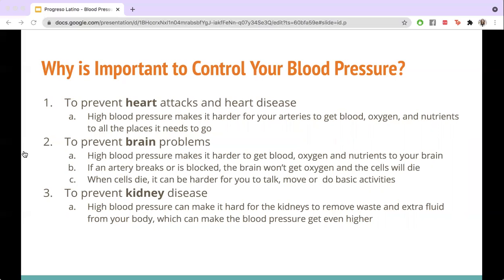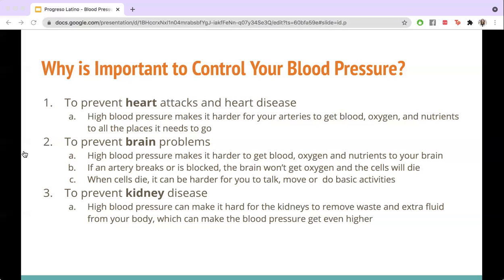The second reason is to prevent issues with your brain. High blood pressure will make it harder for your brain to get those same blood, oxygen, and nutrients that it needs to function. And if an artery breaks or is blocked, the brain won't get oxygen, and all the cells in your brain will die. When these cells die, it can make it harder for you to do certain things. For example, it can be harder to talk, move, or do other basic activities that are important for your day-to-day life.